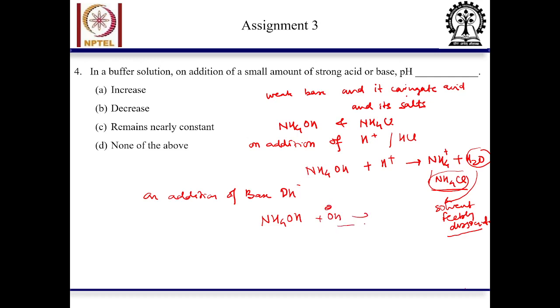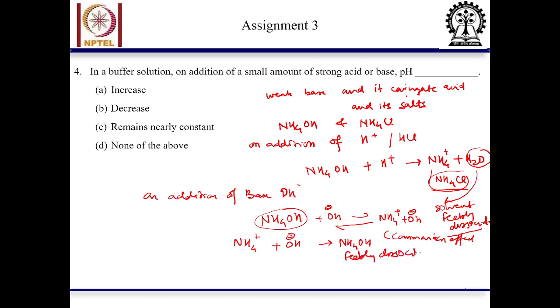right, equilibrium will shift toward the left because of the common ion effect, and it will remain as ammonium hydroxide. What will happen to the ammonium plus ion? It will take OH minus and form ammonium hydroxide again, which is feebly dissociated. So the pH will not change much.